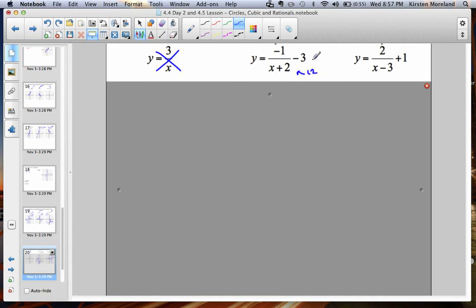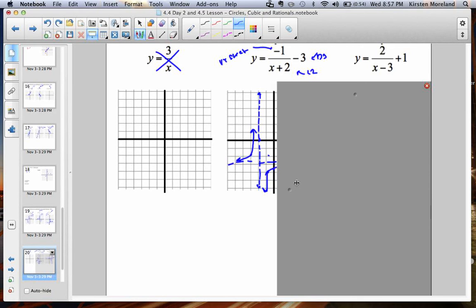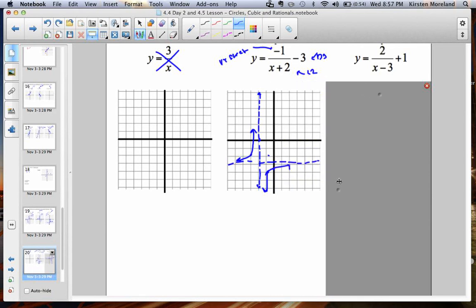This one's going left 2, down 3, and it's also having a negative, which means it's reflecting. So if I look at this graph, my vertical asymptote is going to be at -2 because it's gone left 2. My horizontal is going to be at -3 because it's gone down 3. And the reflection makes it be in the opposite quadrants.